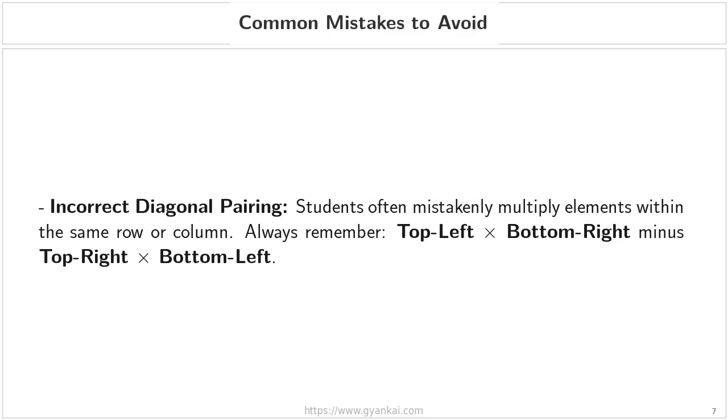First, watch out for incorrect diagonal pairing. I have seen many students mistakenly multiply elements that are in the same row or the same column. To avoid this, always visualize the X shape. Always remember, it is the top left element multiplied by the bottom right element minus the top right element multiplied by the bottom left element.